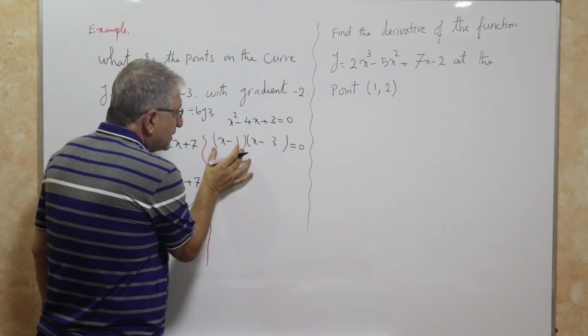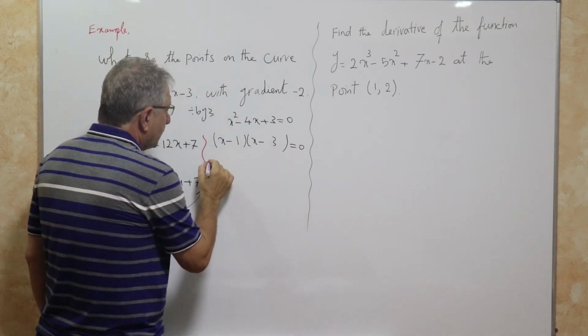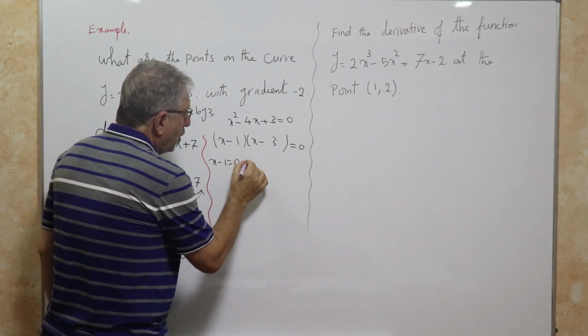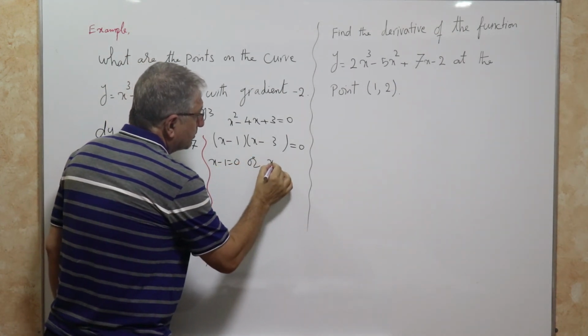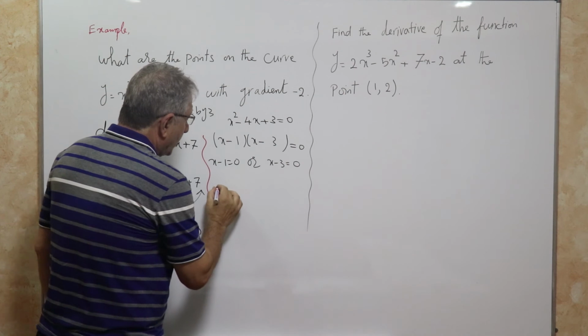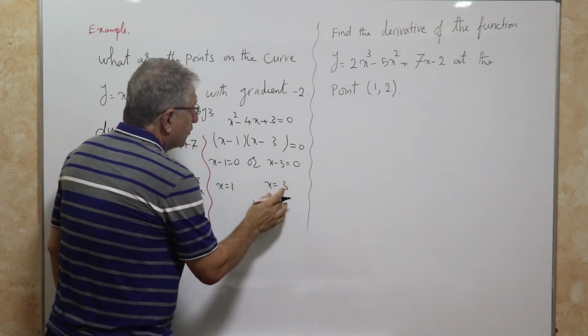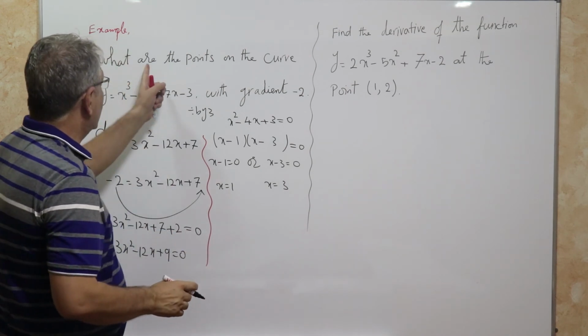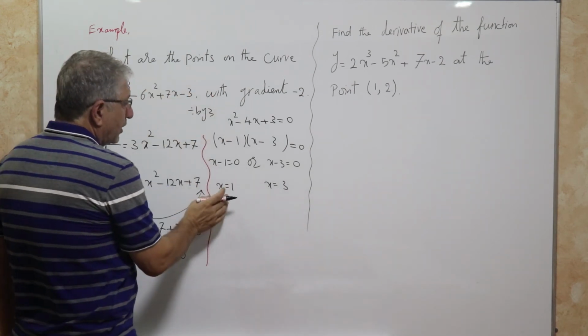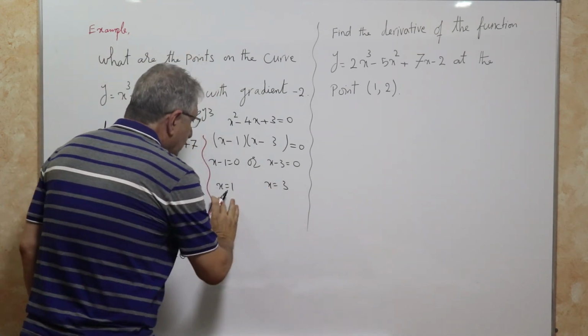Therefore now either this is equal to 0 or this one is equal to 0, therefore x minus 1 equal to 0 or x minus 3 is equal to 0. So x is equal to 1, then x is equal to 3. Therefore you are getting 2 points. This was asking for points. Therefore we are getting 1 point here, 1 point here. Then x is equal to 1.